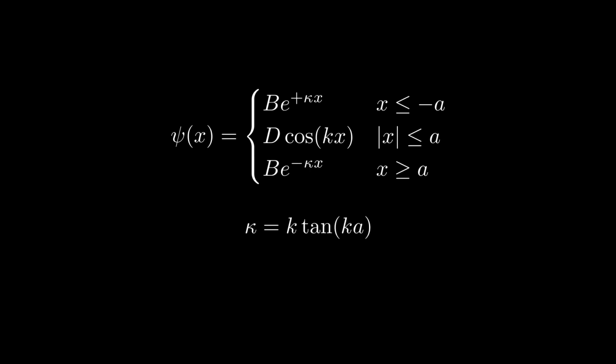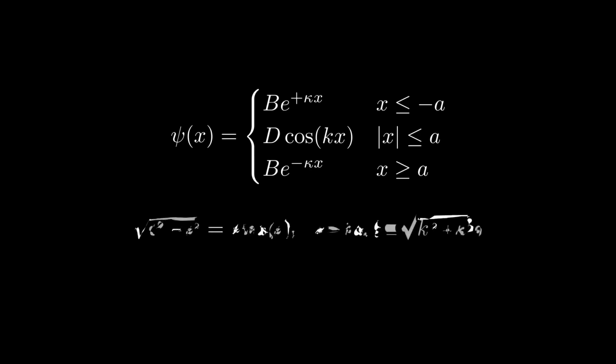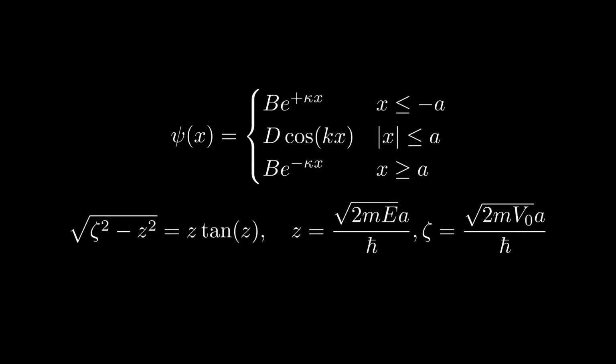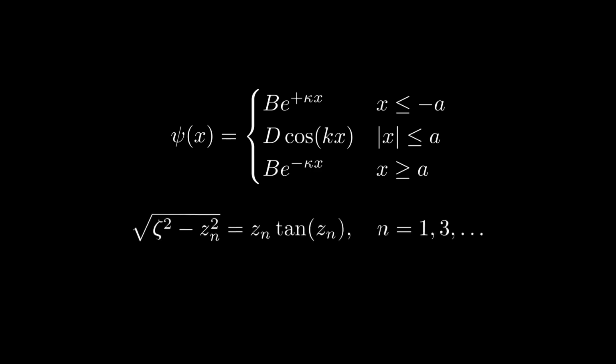Since both of these variables are functions of E, this effectively constrains the allowed energies to those that satisfy this transcendental equation. In particular, we can introduce variables z and zeta, where z is equal to k times a, and zeta is equal to the square root of k squared plus kappa squared times a, which when we then expand out in terms of E, gives us the following. We would now solve this equation graphically or numerically to find the solution z sub n, which we can then use to calculate the corresponding quantized energy levels.